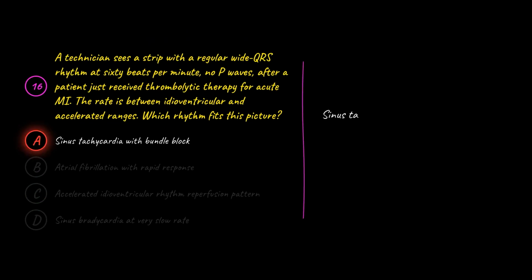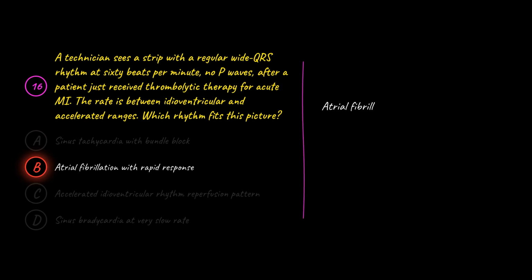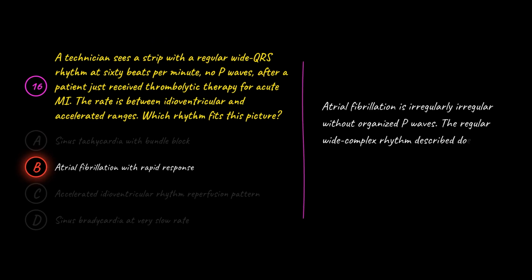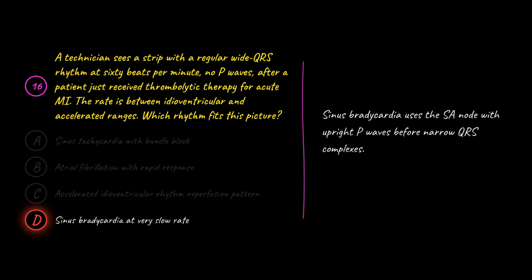A is wrong because sinus tachycardia with bundle block would still show P waves before each QRS. The absence of P waves rules out sinus origin for this rhythm. B is wrong because atrial fibrillation is irregularly irregular without organized P waves. The regular wide complex rhythm described does not match fibrillation despite the absent P waves. D is wrong because sinus bradycardia uses the SA node with upright P waves before narrow QRS complexes. Wide QRS without P waves rules out sinus origin.